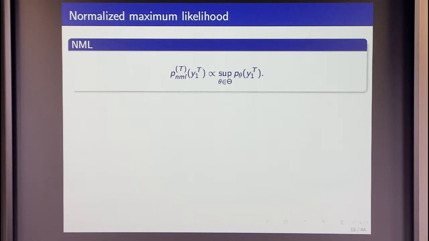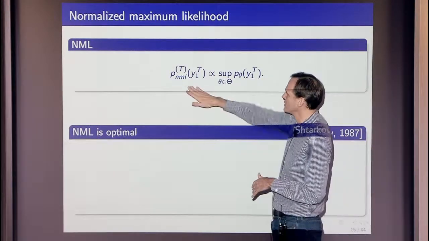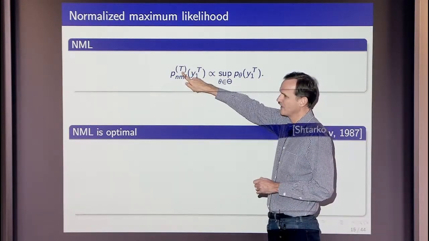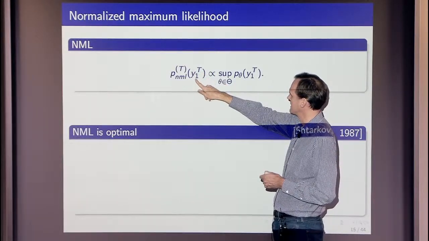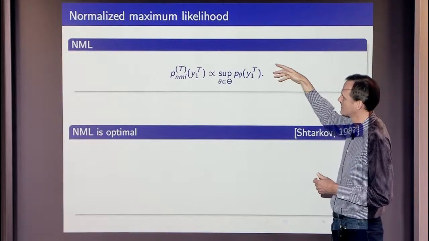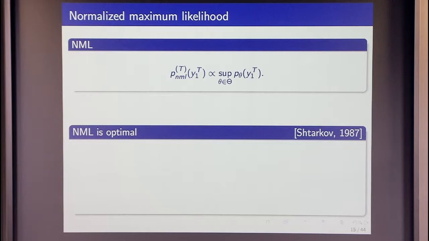Okay, and the optimal strategy is known. It's normalized maximum likelihood. It's been known since the 80s. So what you do is every strategy is a joint distribution. The optimal strategy for a game of length t assigns a joint probability to a sequence of outcomes that is proportional to the maximum likelihood. Okay, so you just look at, for any sequence y1 through yt, you can compute the maximum likelihood, and then you're going to have some normalizing factor, and that gives you the joint distribution.